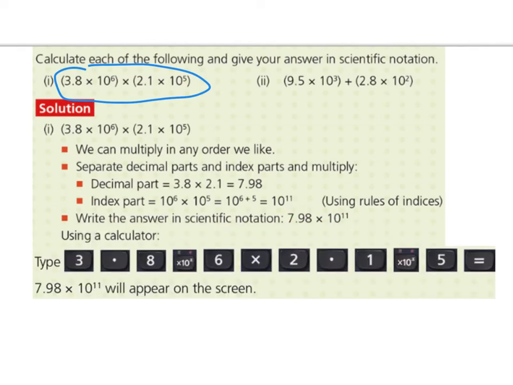Alternatively, you could have just put it into the calculator using our x10 to the power of x button. So we have 3.8 times 10 to the power of 6. So you type into the calculator 3.8, x10x button, 6, multiplied by, and then we have 2.1 times 10 to the power of 5. So 2.1, x10x, 5. And then equals, and you will get the same answer. Alternatively, you could have typed this in exactly as you see it into your calculator using the brackets. That's very important. And again, you would have got this as an answer.